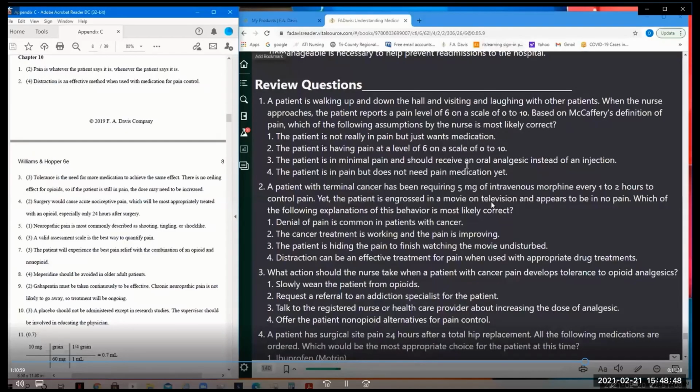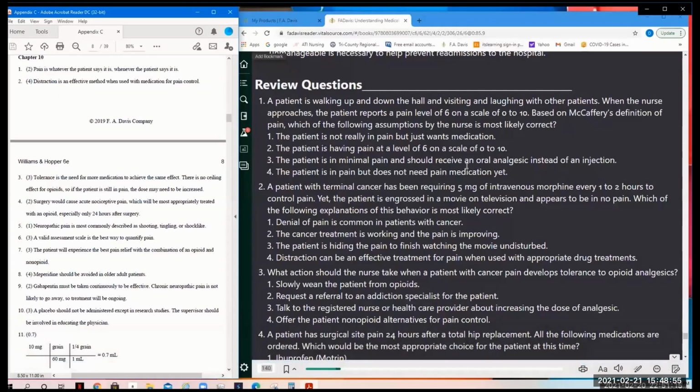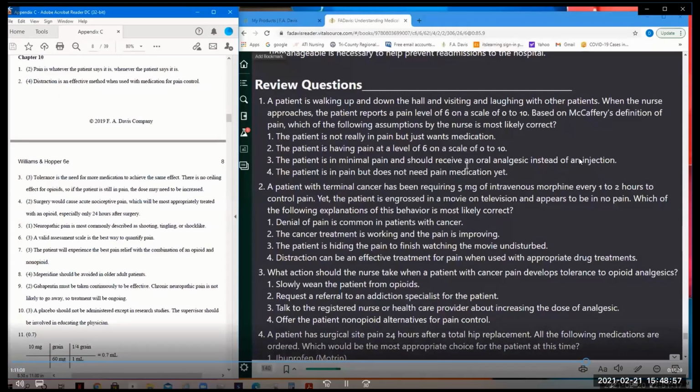Okay, we have 11 review questions at the end of the chapter. And there are answers that were provided on the F.A. Davis website that are also in the back of the book, and I'm showing them on the left side of the screen.